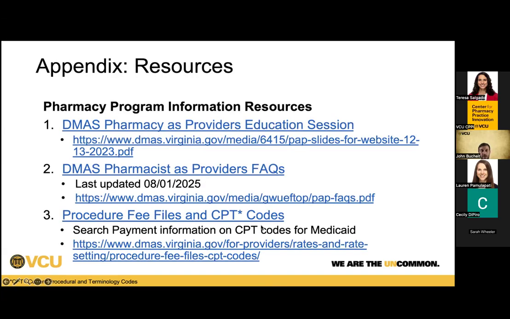There are resources here at the end as well. And so these are really good documents. Definitely check those out if you have not seen them.